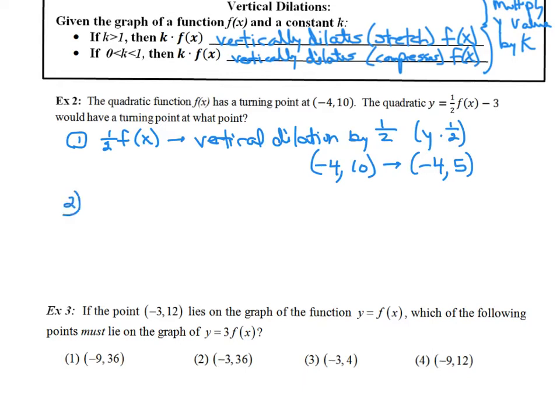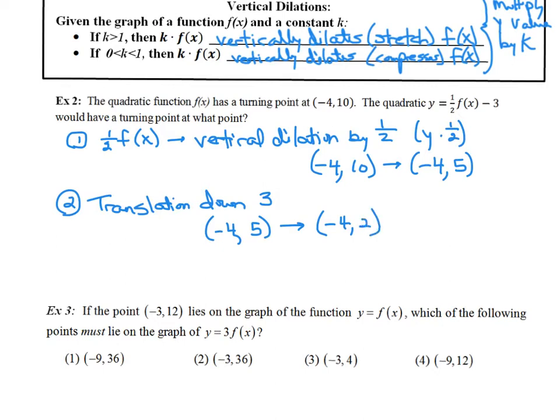Now the second transformation is that we have a translation or a shift. The translation is down because we are subtracting 3. So it's going to be a translation down of 3. That means we're going to take this new point -4, 5 and move it down by 3 by subtracting 3 from the y-coordinate. So it's going to become the new point -4, 2. So here is our new turning point for our transformed graph.